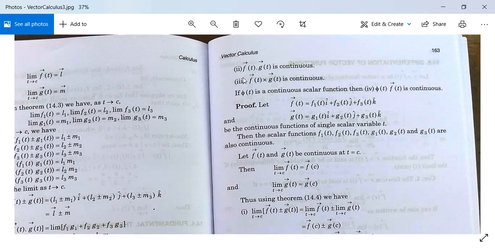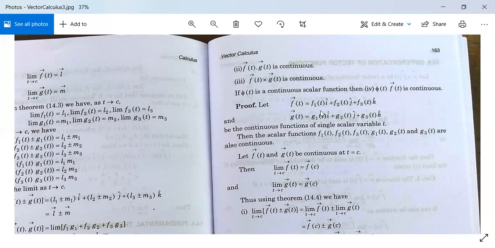This is your dot product. Third, vector f(t) cross product vector g(t) is continuous. And the fourth one is: if phi is a continuous scalar function, then phi(t) into vector f(t) is continuous. So let us see the proof.